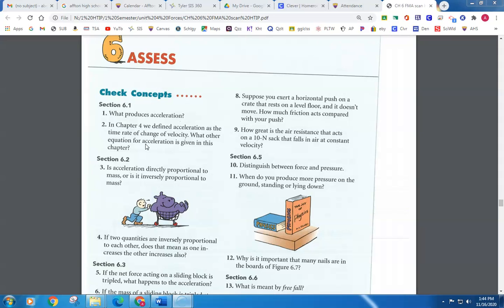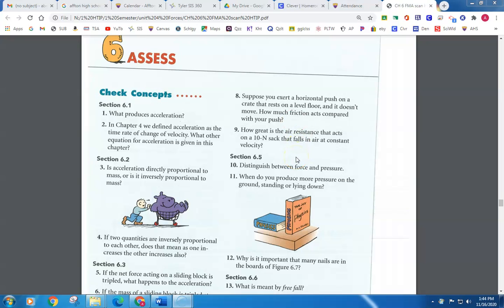Number 8, suppose you exert a horizontal push on a crate that rests on a level floor and it doesn't move. How does the friction force compare with your push? It is the same. They're canceling each other out. Number 9, how great is the air resistance that acts on a 10 newton sack that falls in air at a constant velocity? It's also 10 newtons. The net force acting on the sack is 0.